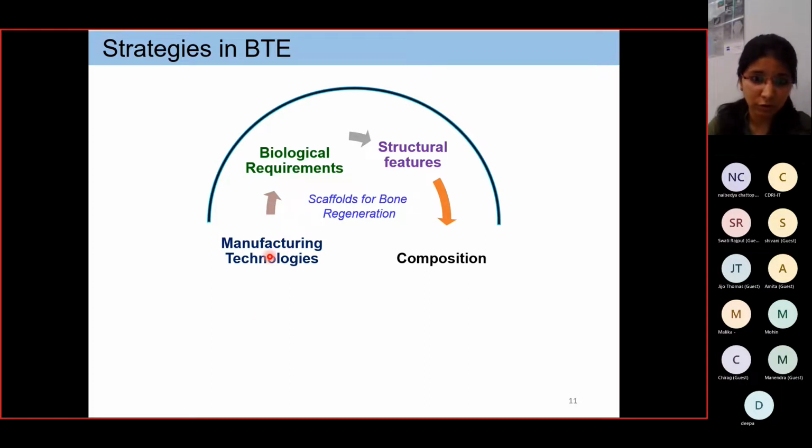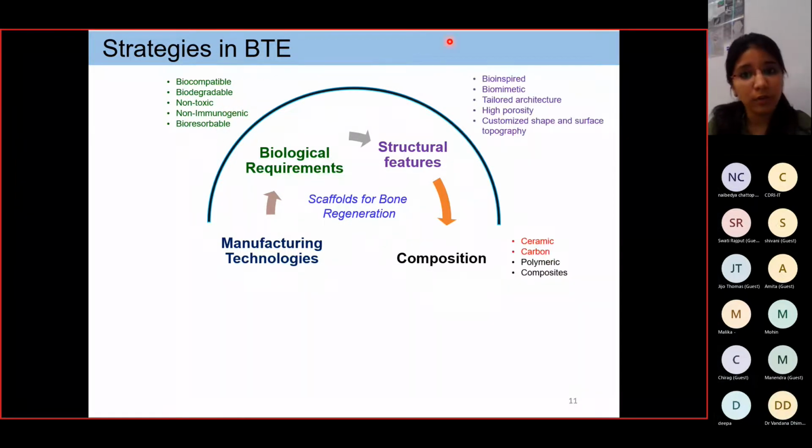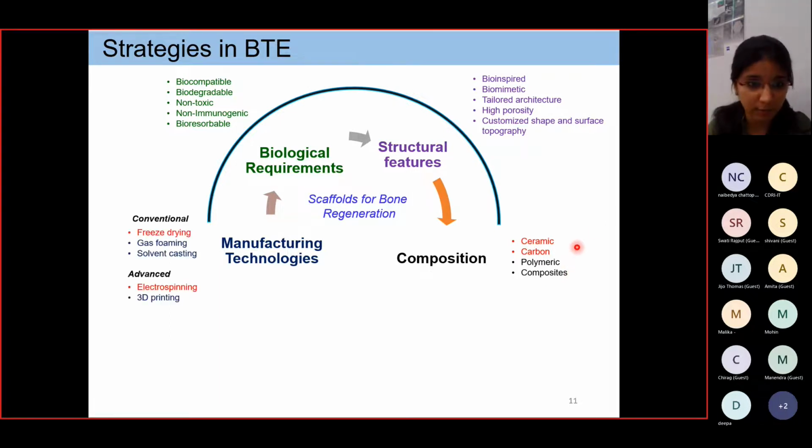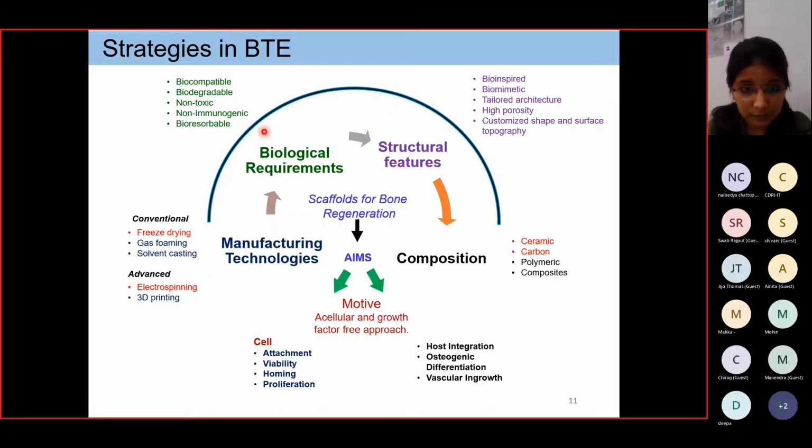So keeping these 5 goals in mind, we have used a technique based on the different requirements in bone tissue engineering. The biological requirements are that it should be biocompatible and non-immunogenic. Based on this, you can go for the different structural features that are required, which are bio-inspired. It should have a higher porosity, and it should be customizable. The compositions that are generally used are ceramic or polymeric composites as well as carbon-based materials. Different manufacturing techniques have also been used, like freeze drying, gas forming, electrospinning, as well as 3D printing. With these 4 requirements, the basic aim is to go for an acellular and growth factor free approach, so that the scaffold can aid in cellular attachment as well as the different properties and goals that we have.